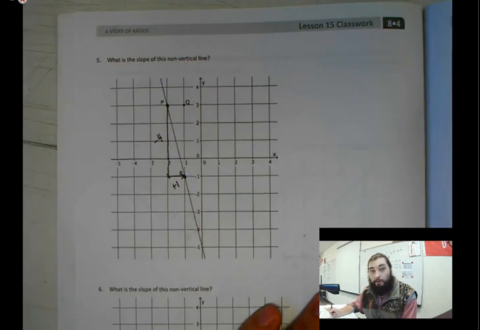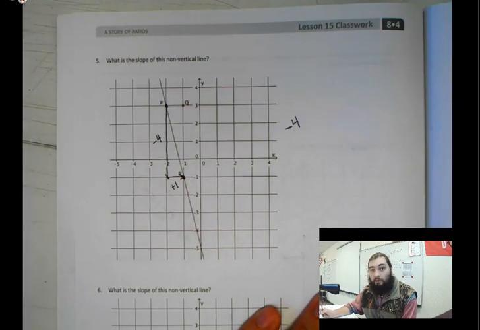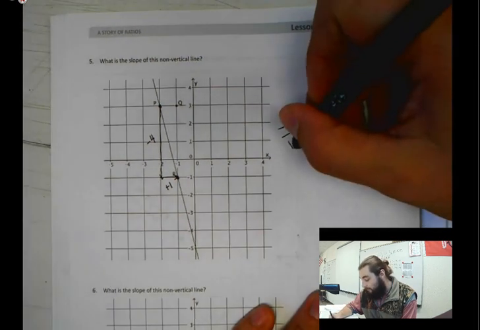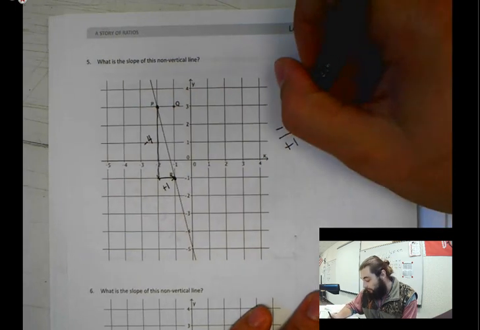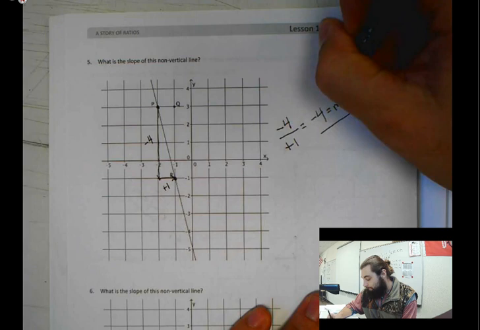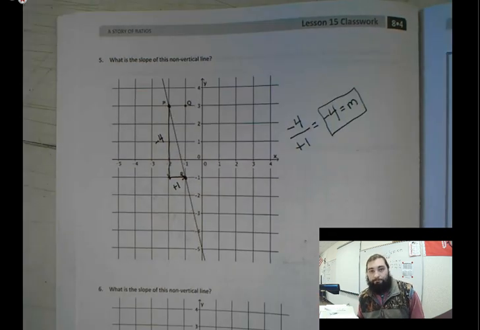That's still a +1. So when we go to create our slope, our change in our vertical, our change in elevation, is a -4 divided by a +1. That gives us a slope of -4. Okay, so the slope of this line is a -4.